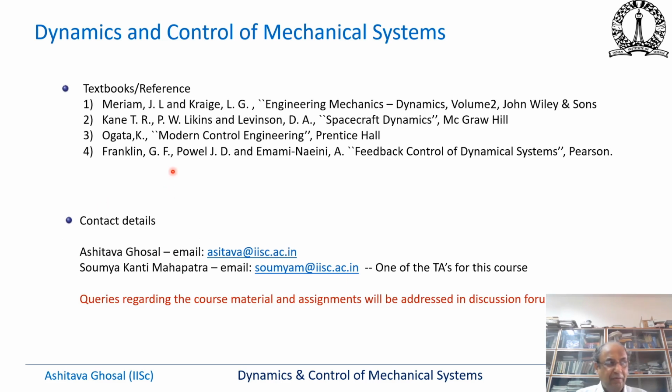The 4 main textbook and references for this course are, there is a book called Engineering Mechanics, Dynamics, Volume 2. It is by Merriam and Craig. Then there is a very old book called Spacecraft Dynamics by Kane, Likins, and Levinson. And for control, it's a good idea to refer to this Modern Control Engineering by Ogata. And then there is another book called Feedback Control of Dynamical Systems by Franklin, Powell, and Emami-Naeini.